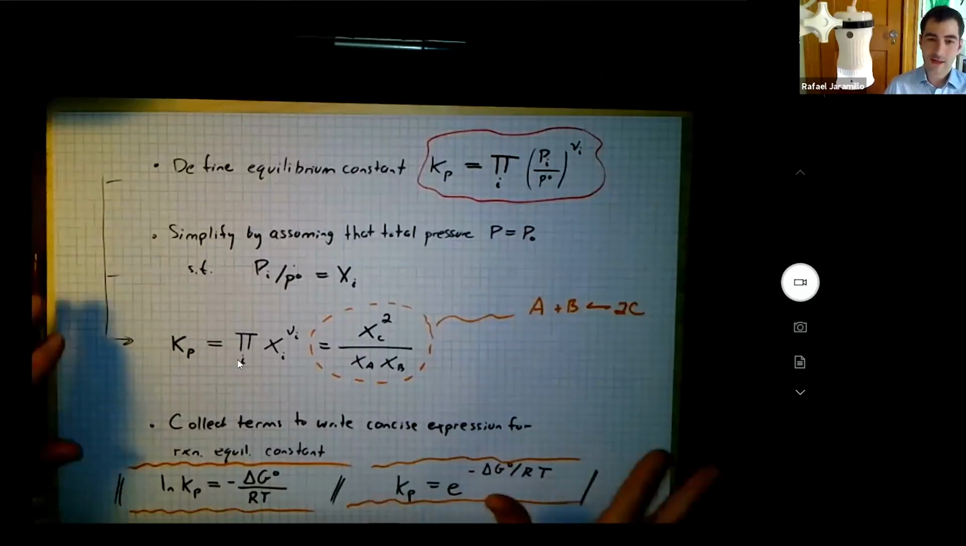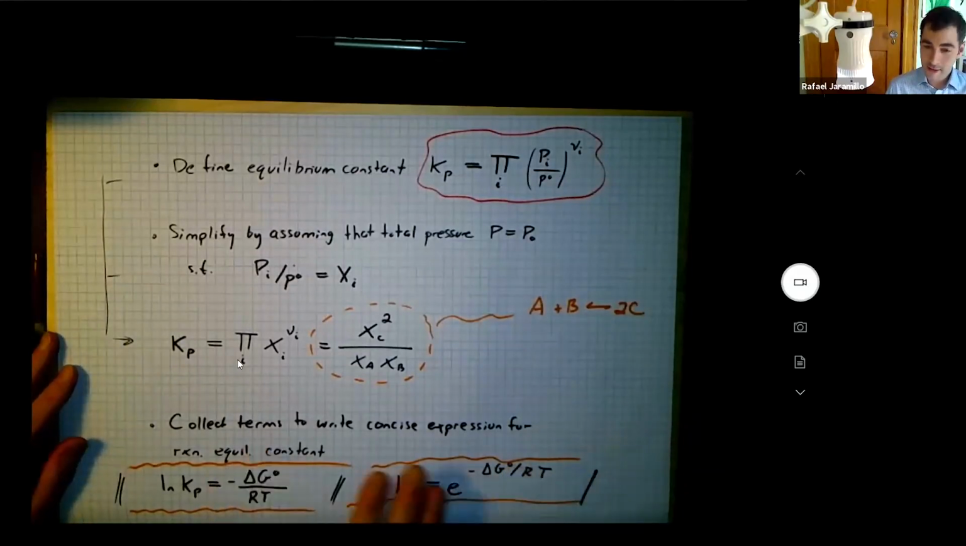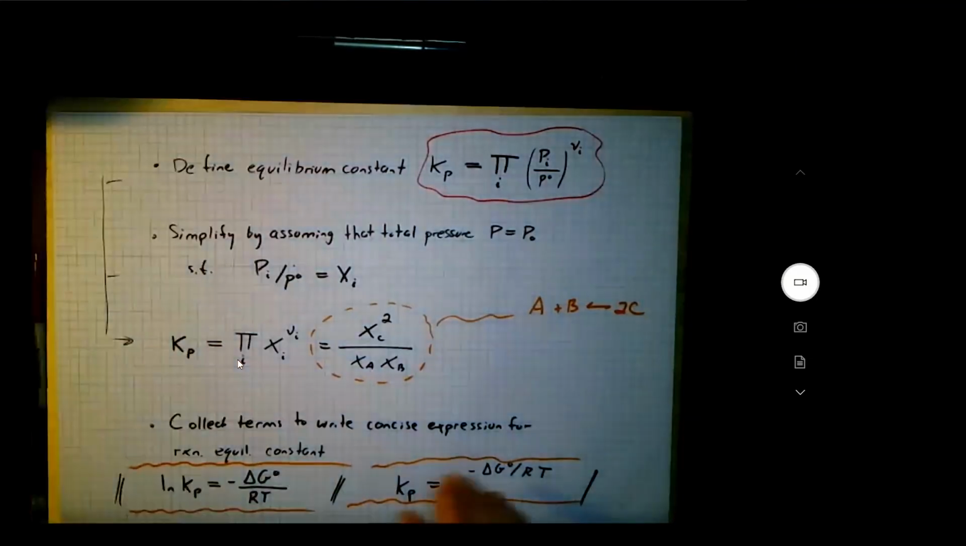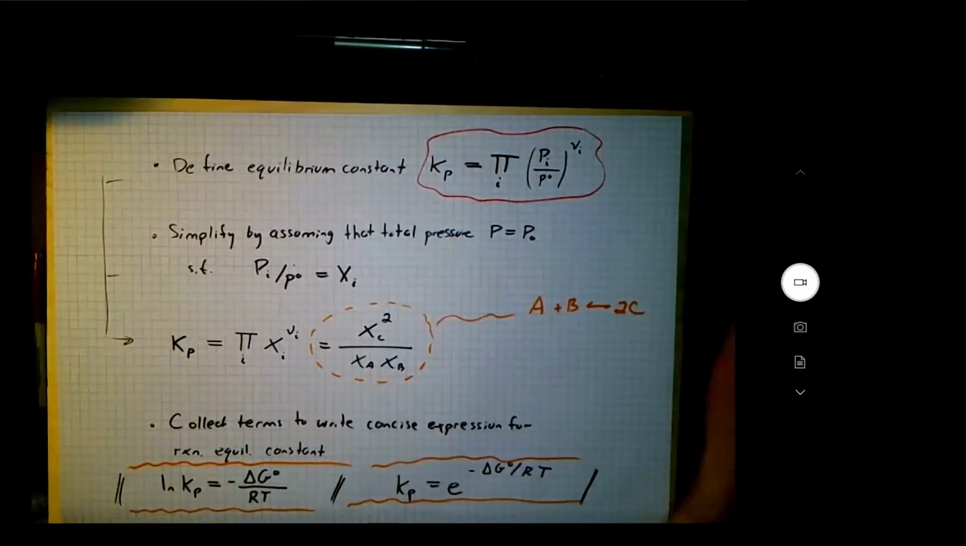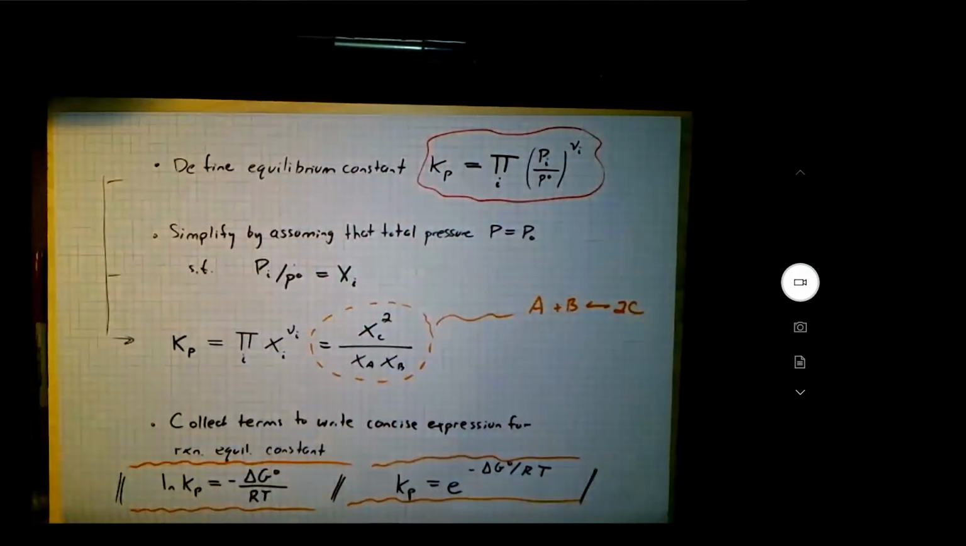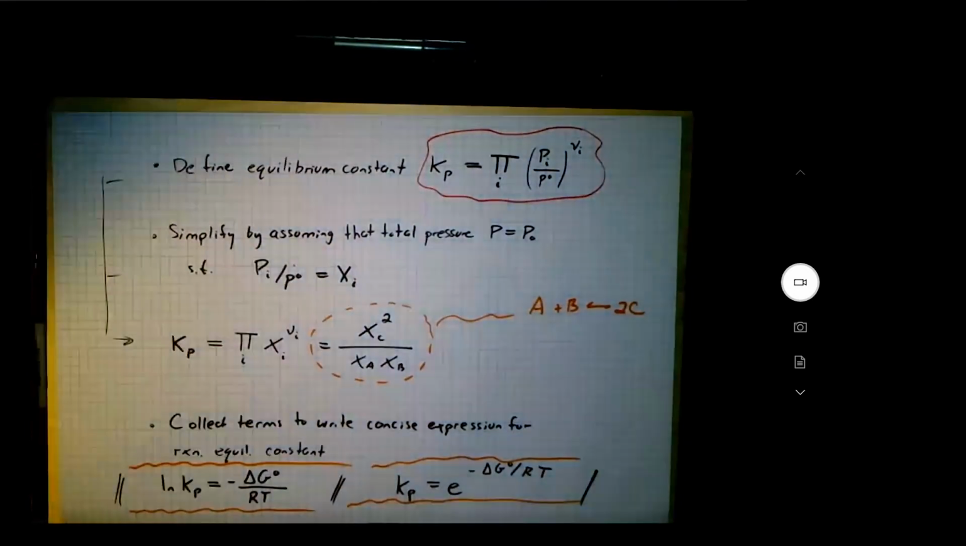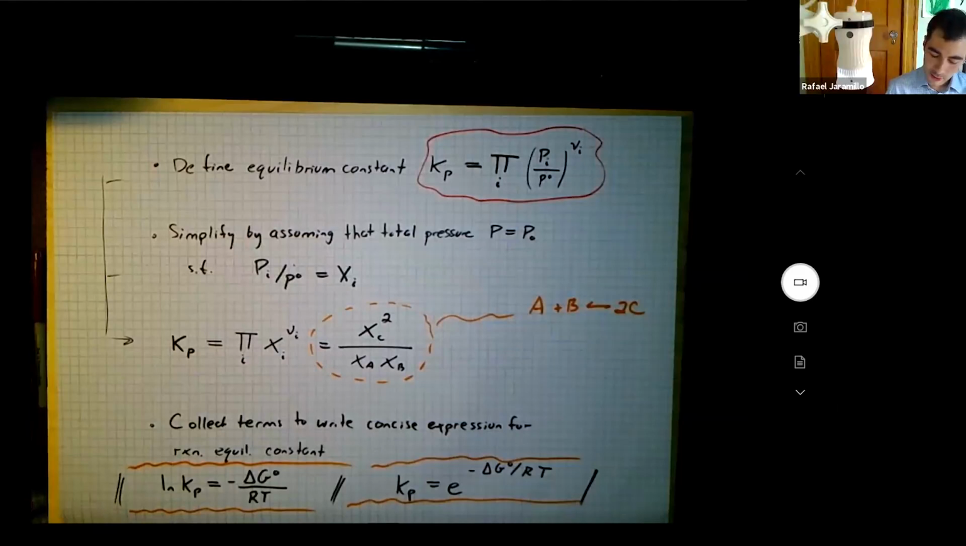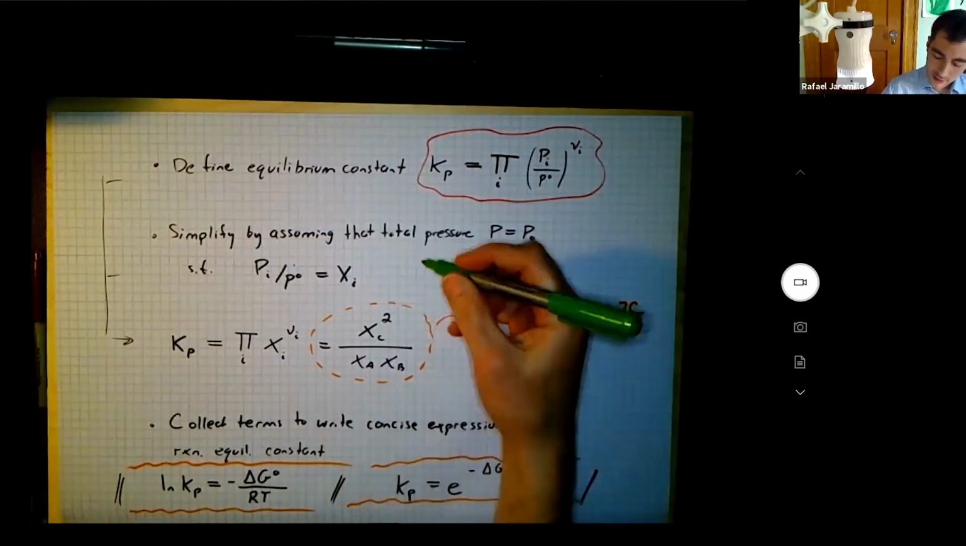All right, questions on how we got this, because we're going to be using this a lot. Yeah, I have a question about the mole fractions. Where did the mole fractions come from? Are they the mole fractions that the components find themselves in at equilibrium? Right. So first of all, let me answer your question in two parts.